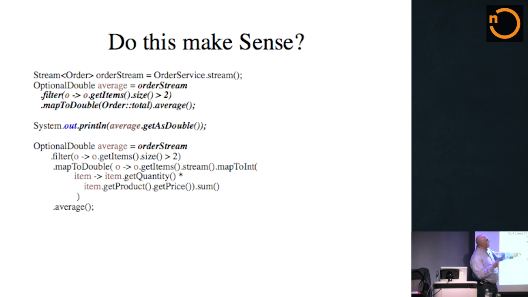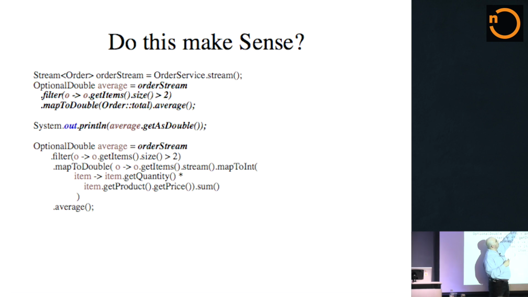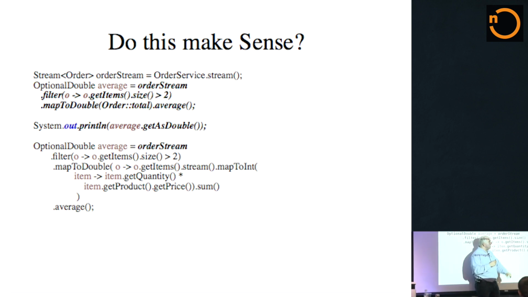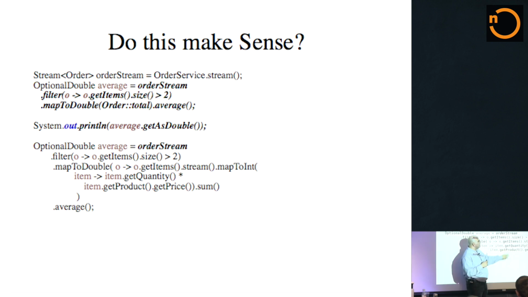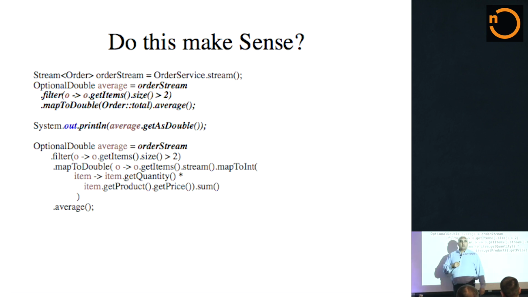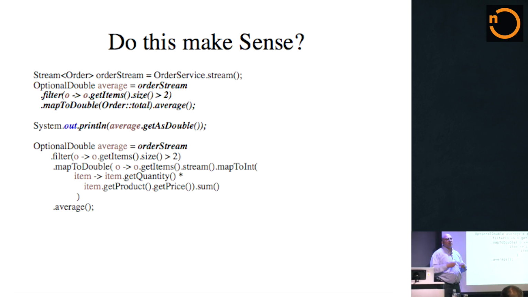So in this case, all I did was replace the order total method with what the order total method does, which is to say, take an order, get its items, which is a list, turn that into a stream, take each one, and map it to an integer. The way we map it to an integer is we take the item, take its quantity, multiply it by the product that the item is of, then get the price of that product, then take the whole thing and sum it. So you will be able to write really convoluted looking code that will guarantee your job security for a long time.